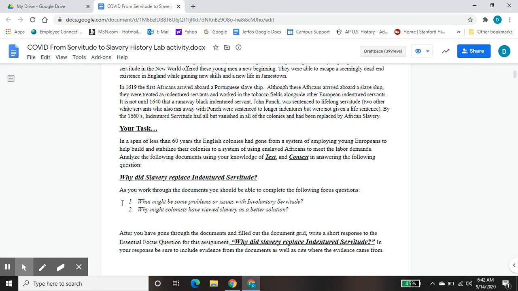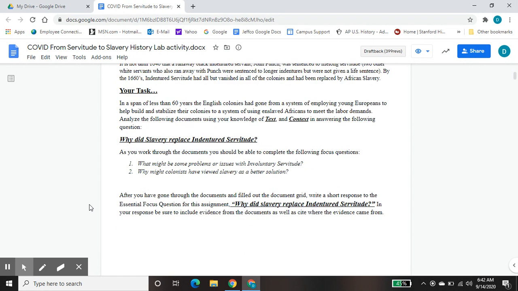As you go through these documents, you're going to keep in mind 2 questions that you need to ask of each of these documents. Why might there be problems or issues with involuntary servitude? Why might colonists have viewed slavery as a better option? There's a grid that I will show you here in a minute that you will fill out all of this information for each document on.